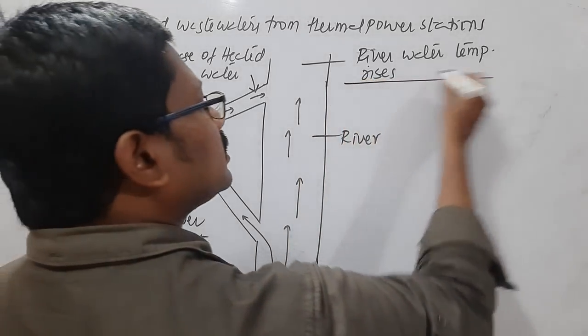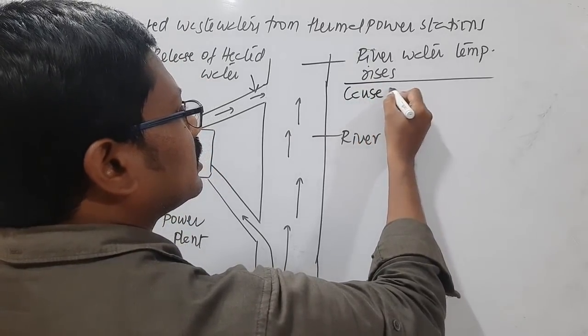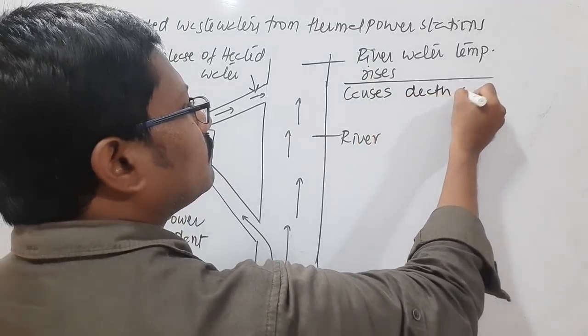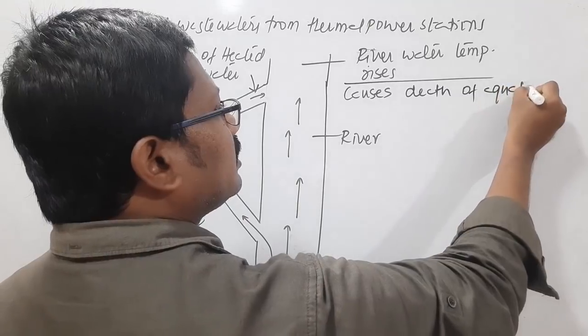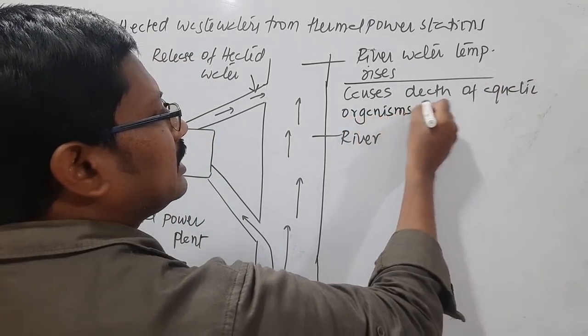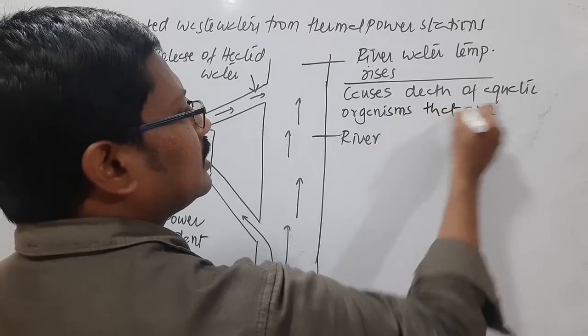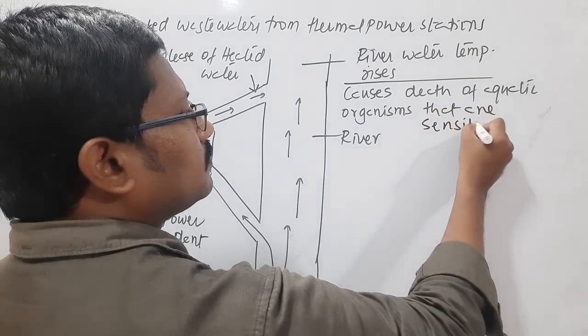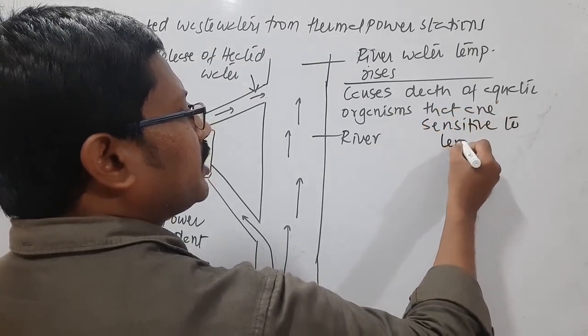If the temperature rises, then many aquatic organisms which are sensitive to temperature will die. So this causes death of aquatic organisms that are sensitive to temperatures.